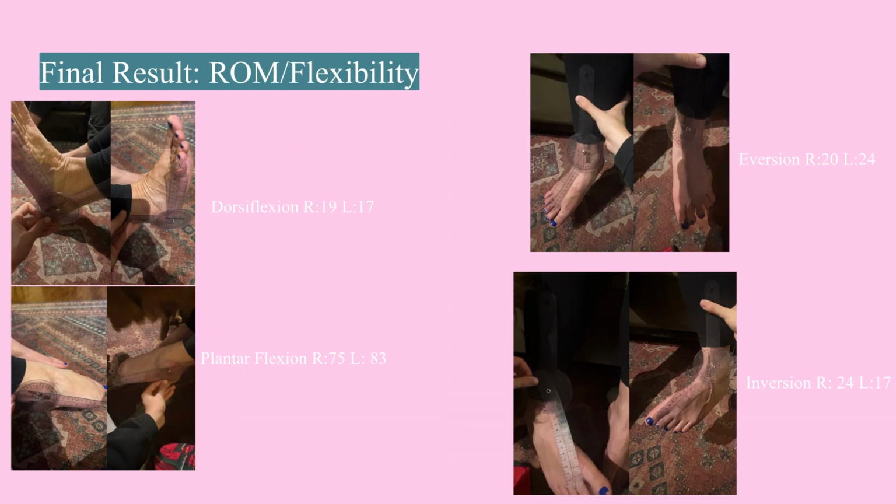For final results for range of motion and flexibility, the goniometer was able to get up to 19 degrees for dorsiflexion on her right foot and 17 degrees for dorsiflexion on her left foot, so quite a bit of a difference. For eversion, on her right foot, she got 20 degrees, and on her left, she got 24. Once again, a pretty big difference. For plantar flexion, on her right foot, she was able to get 75, and on her left, 83. And for inversion, she was able to get 24 on her right foot and 17 on her left.